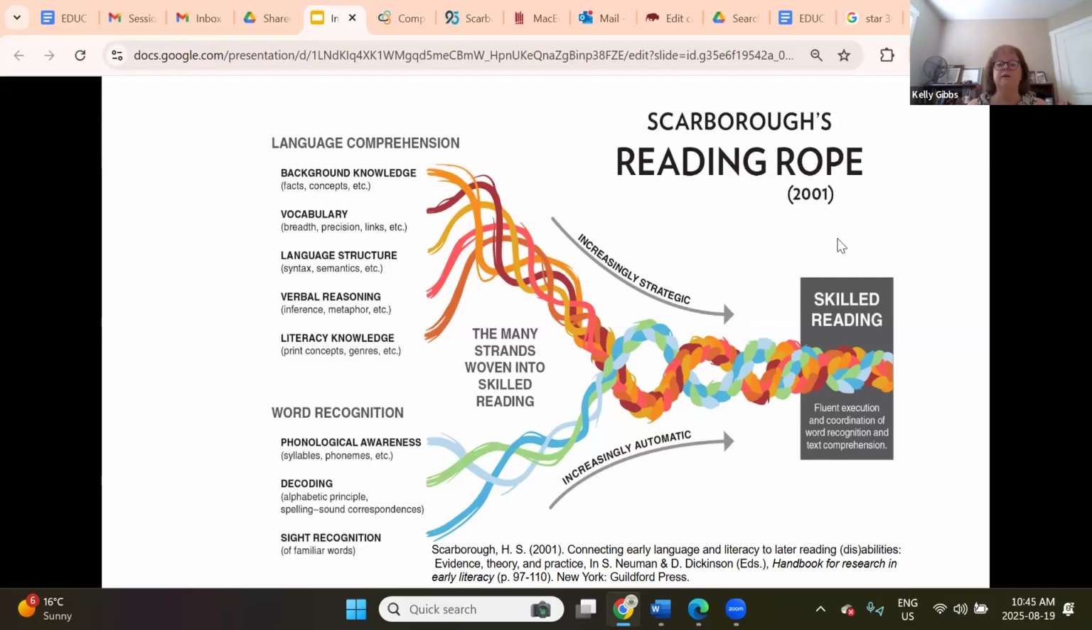But the whole idea behind word recognition is for reading to become automatic, and that built-in automaticity and the strategic learning of language comprehension, all those strands weave together to create a skilled reader.